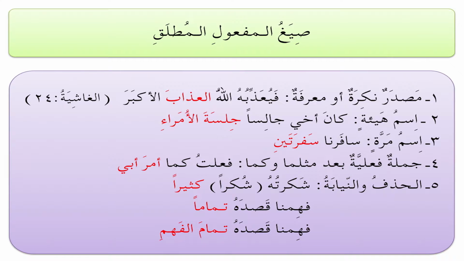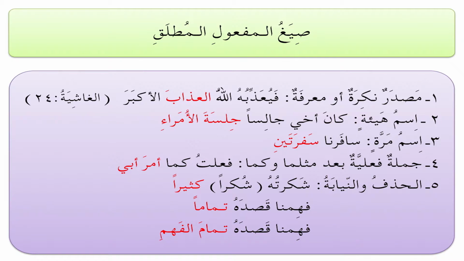صيغ المفعول المطلق. Now let's take a look at its forms. The most common form is مصدر نكرة أو معرفة. The first is a masdar, either definite or indefinite, is actually the most occurring form of المفعول المطلق.